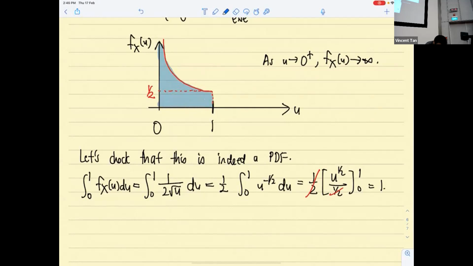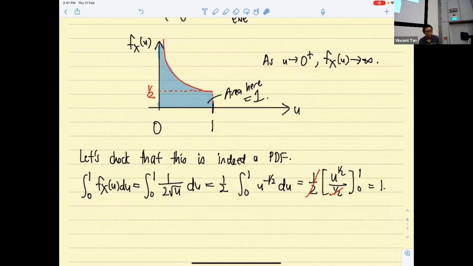So the area here is equal to 1. Even though this red line shoots up, the area here is too small. So the accumulated area here is exactly 1. So this is a legitimate PDF.